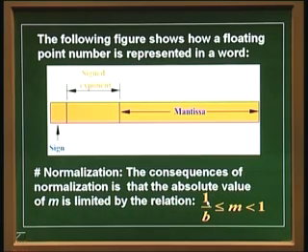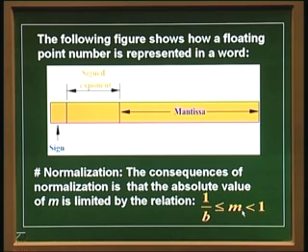So the mantissa is always limited between 1 by the base, and 1. If you have base 10, for example, the mantissa can't be less than 0.1 and it can't be greater than 1 because it goes into the exponent. And if it is base 2, the mantissa can't be less than 0.5, because 2 to the power of minus 1 is 0.5, and it can't be greater than 1.